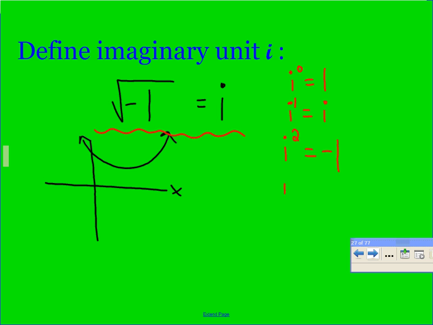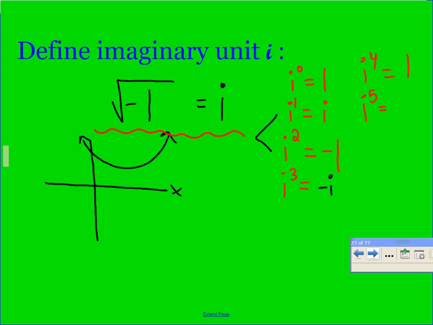And then one more number in the pattern here before it repeats. i cubed: to find what i cubed is, you need to multiply i to the 2nd and i to the 1st. Negative 1 times i is negative i. So this pattern actually keeps going. If we go to find i to the fourth, you can take i squared times i squared. Negative 1 times negative 1, we get 1.